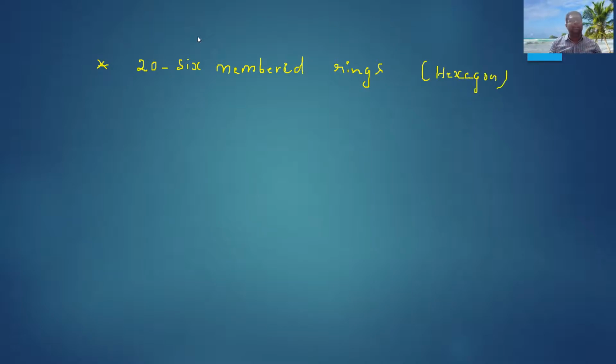So in fullerene, how many six-membered rings? 20 six-membered rings, which means hexagons. How many pentagons? 12 pentagonal rings. The 12 pentagonal rings present in fullerene are called pentagons.